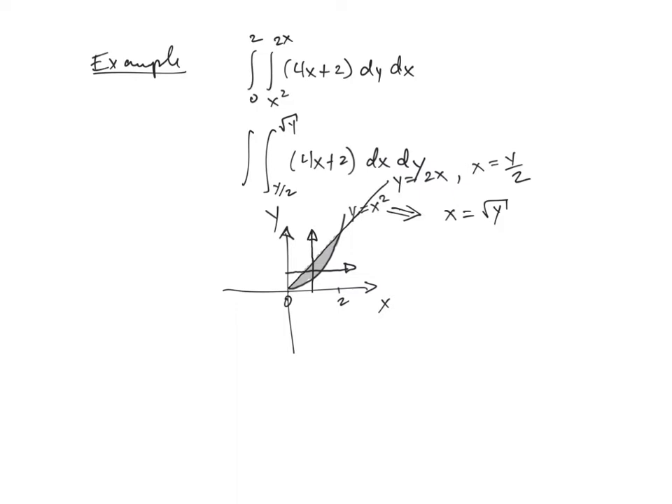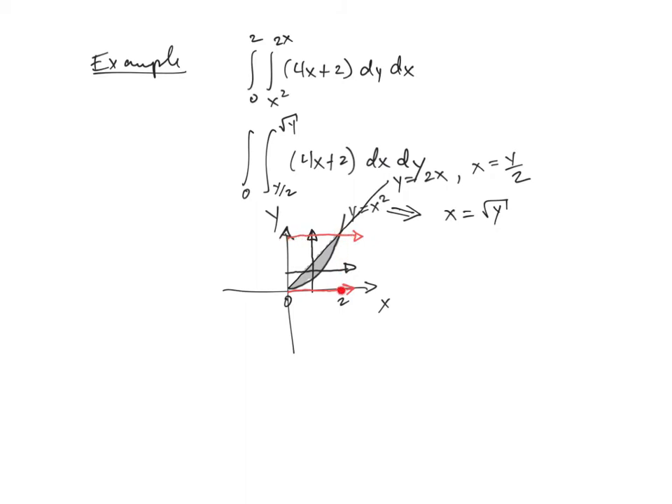Now I need the limits for y. Well, the limits for y are going to be where this horizontal arrow first touches the region of integration, which is right there, to where it just leaves the region of integration, which is right there. I sweep that line from here up to there. I sweep through the region of integration, and I ask, what value of y do I get here? Well, that's obviously y equal to 0.